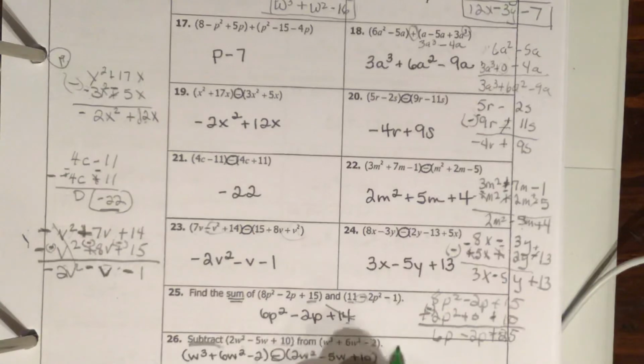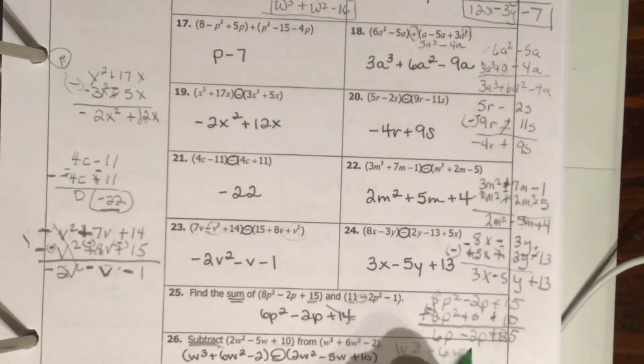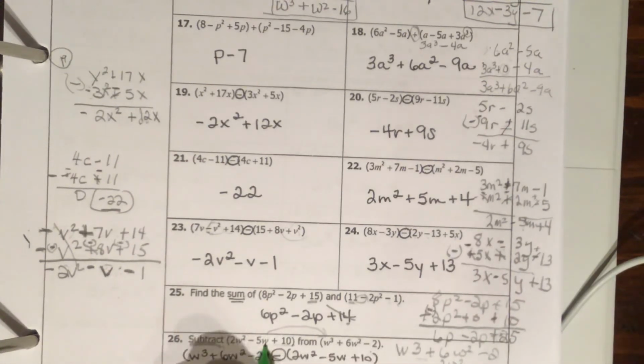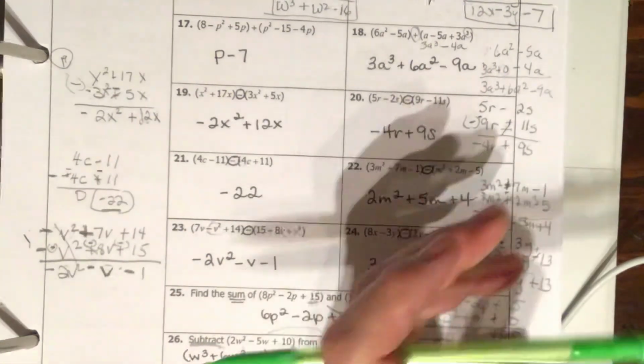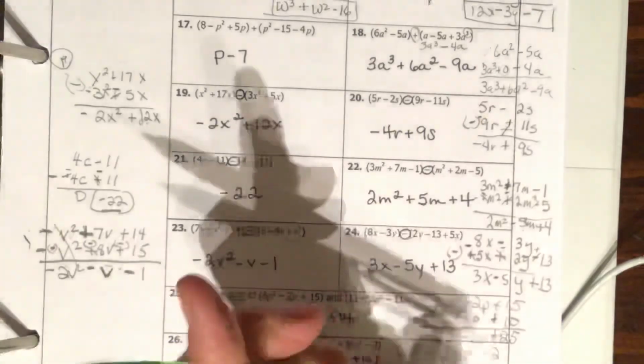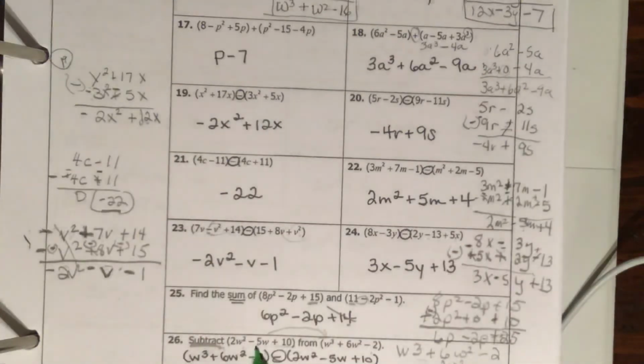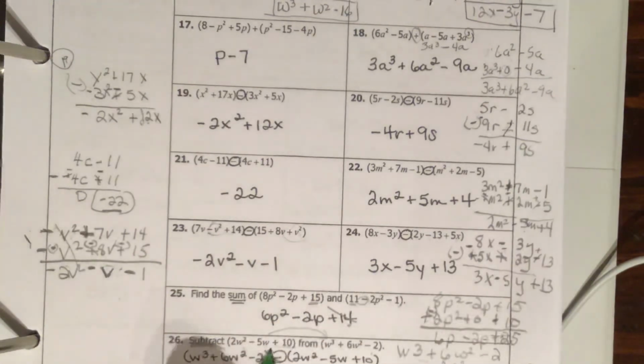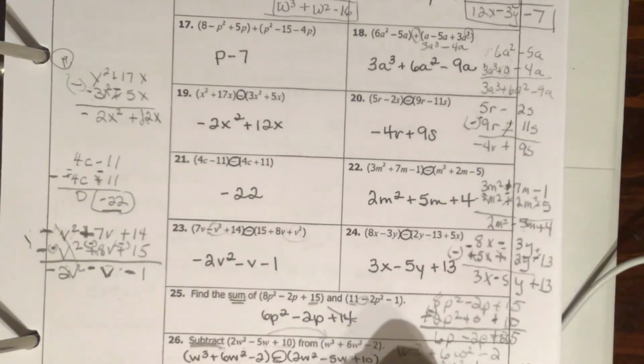This one, where y'all were finding this one wrong, is subtract this from this. So you're going to put the top, this is your top one, plus 6w squared minus 2. You're subtracting this from this. So 2w squared, it's a minus 5w. Oh, there was not a w. Minus 5w and a plus 10.